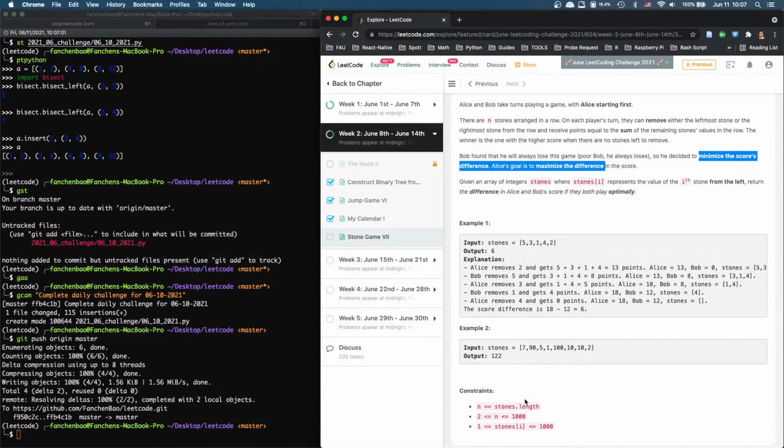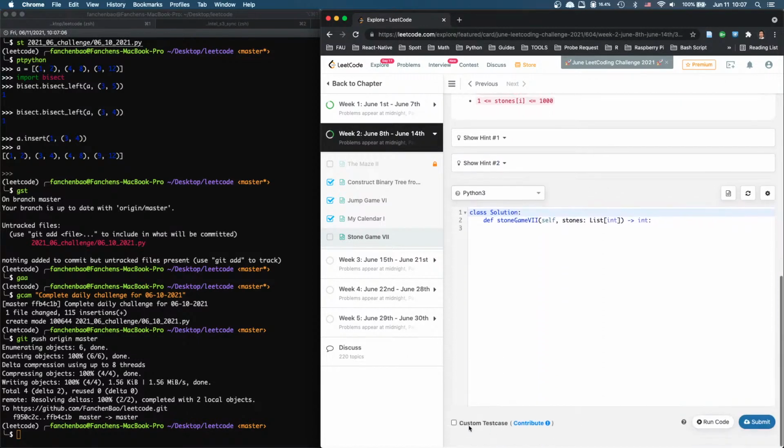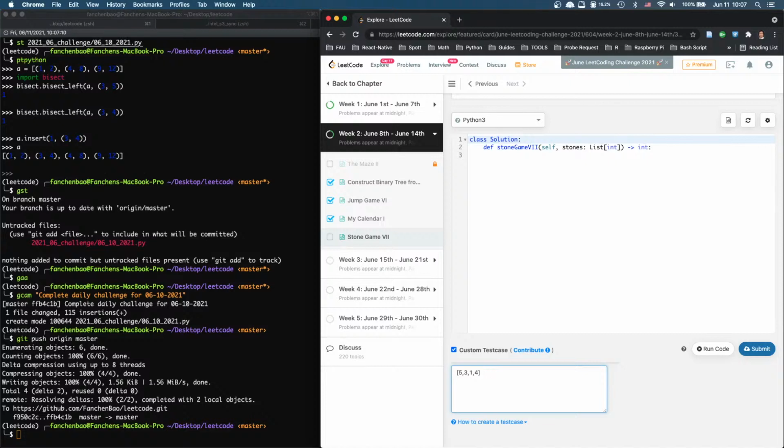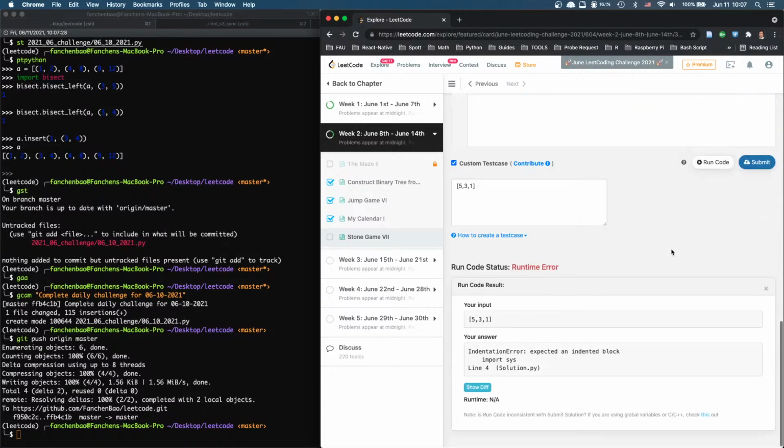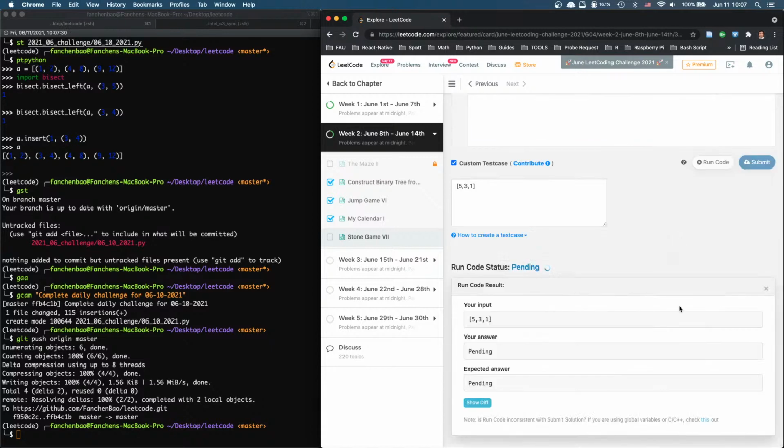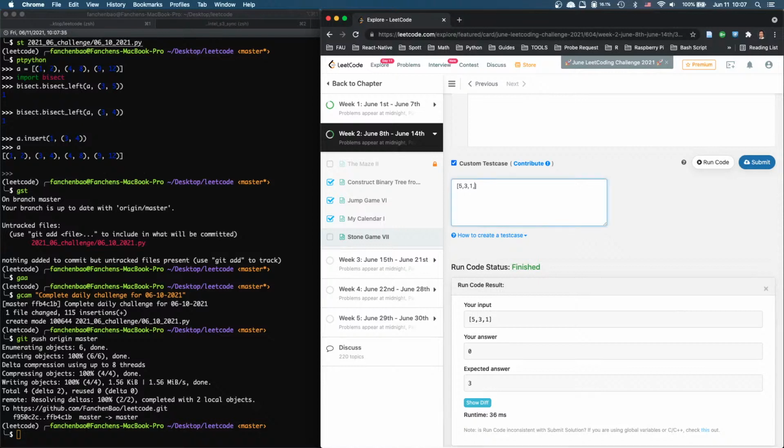So let's try this. Let's give it 4, right? Let's try this case. We know if it's this case, then Alice will definitely pick 1. So Alice will be 8, and Bob will pick 3. So the result shall be 3. Oh, it didn't return anything. I think this result shall be 3. Yeah, that's 3. So what if we do 4?